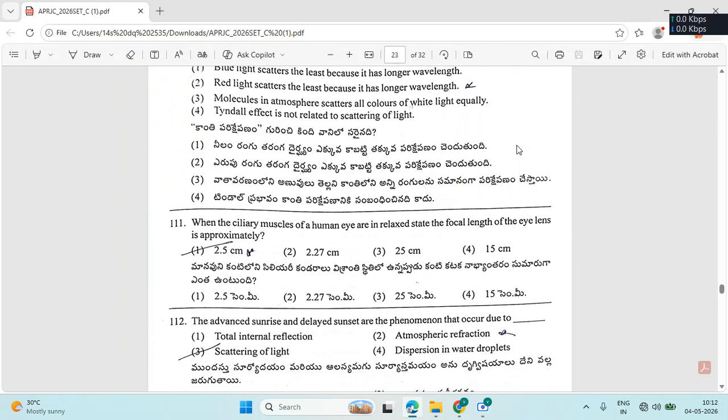When the ciliary muscles of a human eye are in relaxed state, the focal length of the eye lens is approximately 2.5 centimeters, 2.27 centimeters, 25 centimeters, 15 centimeters. The correct option is 1 and the answer is 2.5 centimeters.